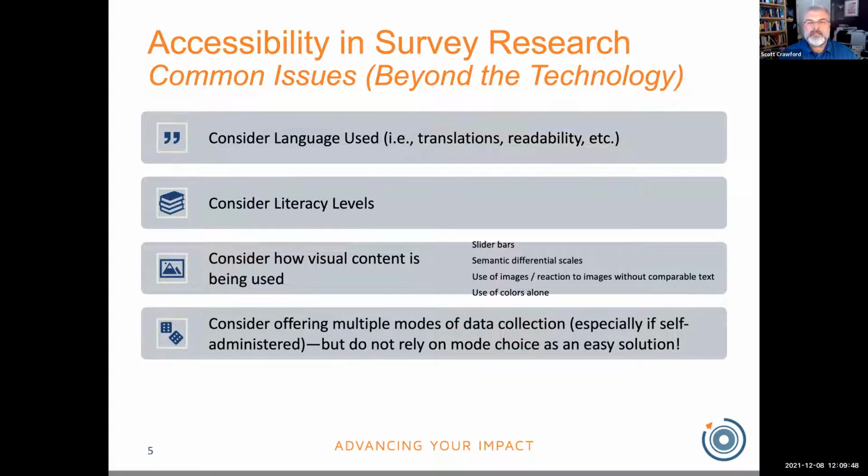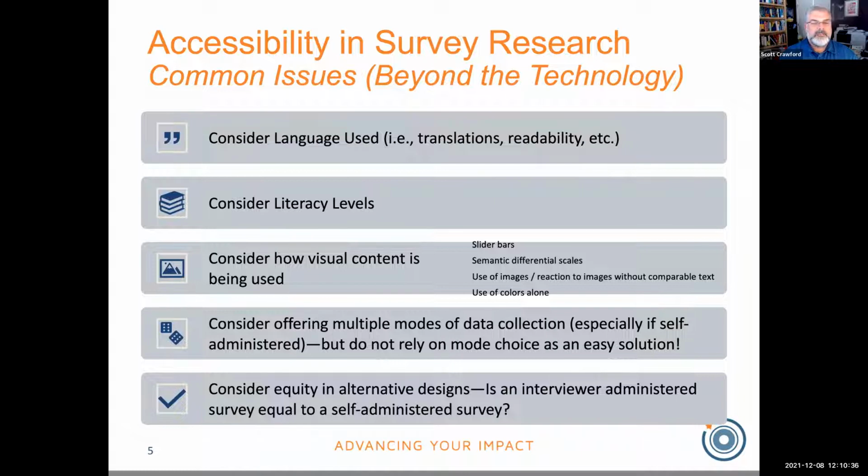And then multiple modes of data collection. This is one of those that you don't want to rely upon mode choice as an easy solution to provide accessibility. I'll comment on that in a moment, but multiple modes of data collection are a good thing, but make sure that you're doing that in a way that does really have the equity and the accessibility in mind. It's not equitable to submit someone to a telephone interview with an interviewer on a sensitive topic if everybody else in the survey is taking a survey on a self-administered web platform, say. So things like that need to be considered as you're going through the design. And I just actually touched on this last bullet, so I'm not going to repeat myself.